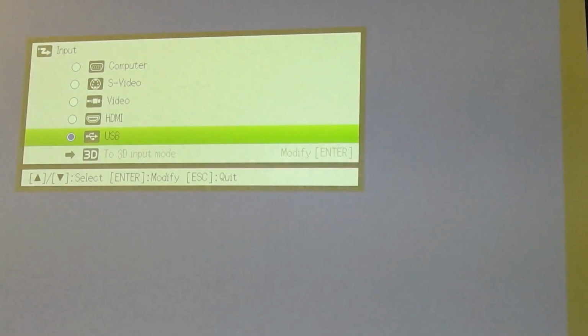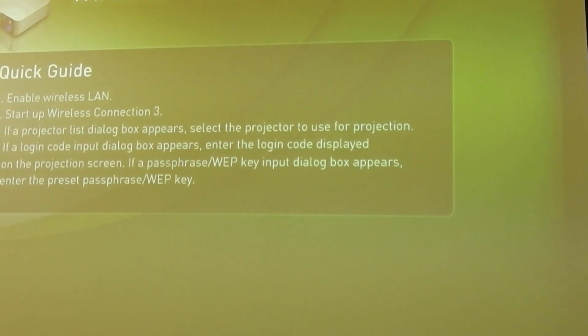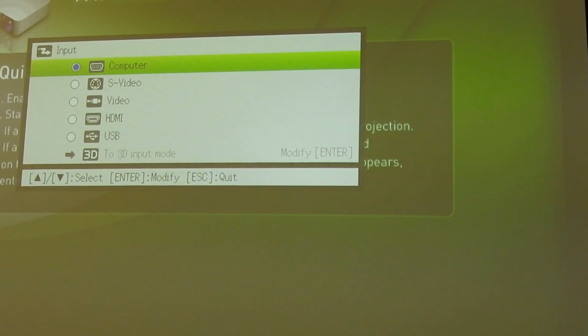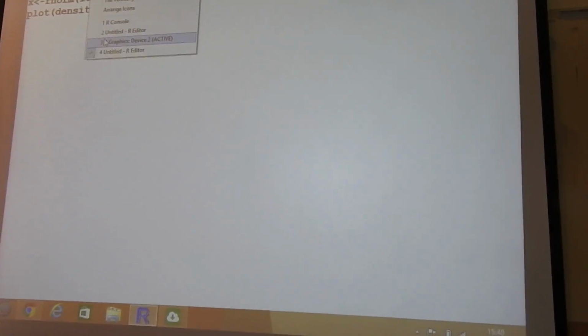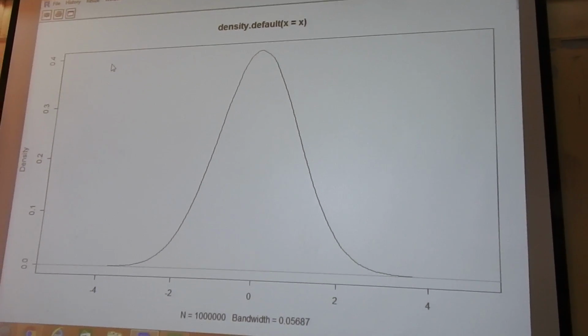So let x be rnorm, a normal distribution with mean 0 and standard deviation 1. And say if I do plot density x, this is the probability density of a standard normal distribution.